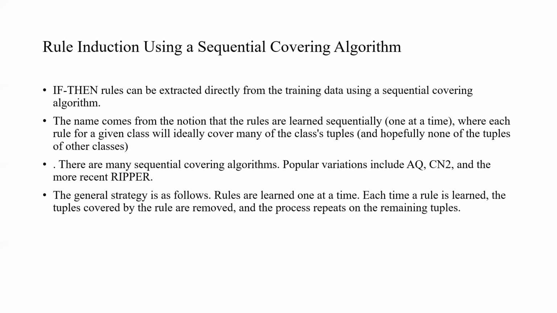The general strategy is that the rules are learned one at a time, and each time a rule is learned, the tuples covered by that rule are removed. This process repeats on the remaining tuples. This sequential learning of rules is in contrast to decision tree induction. Because the path to each leaf in a decision tree corresponds to a rule, we can consider decision tree induction as learning a set of rules simultaneously, whereas here the learning is done sequentially.